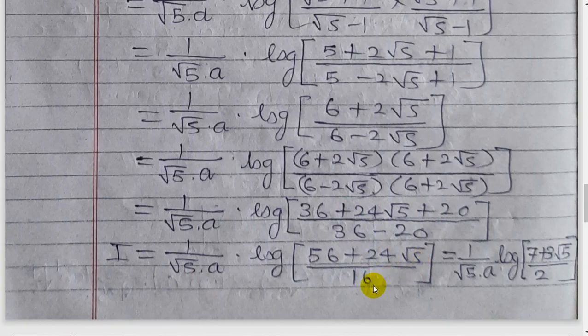Now taking 8 common in the bracket, so we get 8 into 7 plus 3 root 5 upon 16. So this is going by 8, so 8 twos are 16. So we get I equals 1 upon root 5a into log of 7 plus 3 root 5 upon 2. This is the final answer for this question. What is the final answer? 1 upon root 5a into log of 7 plus 3 root 5 upon 2.